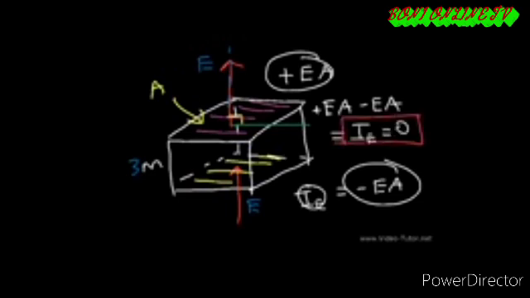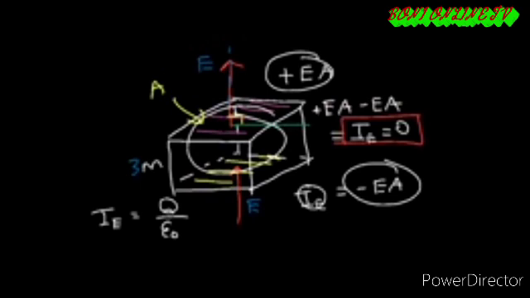Because the flux that enters is equal to the flux that leaves. And it makes sense because based on Gauss's law, the total electric flux that passes through a closed object is equal to the charge enclosed divided by epsilon 0. Now there is no charge enclosed in this object, so Q is 0. And if Q is 0, the flux has to be 0.